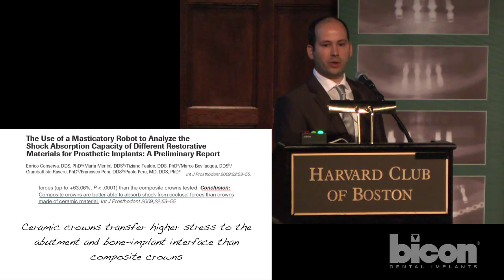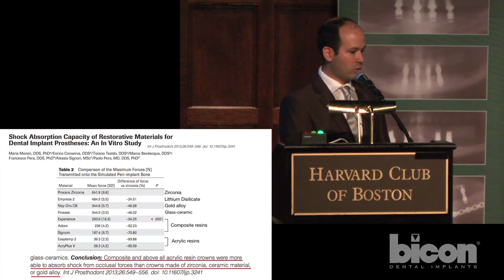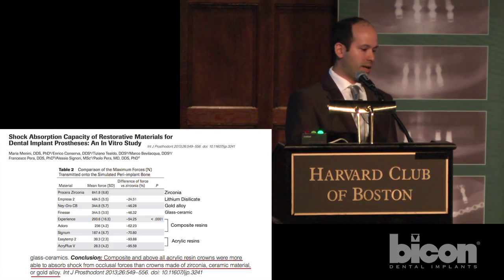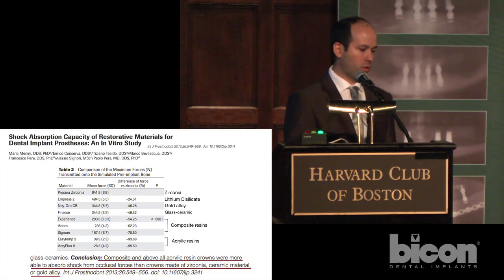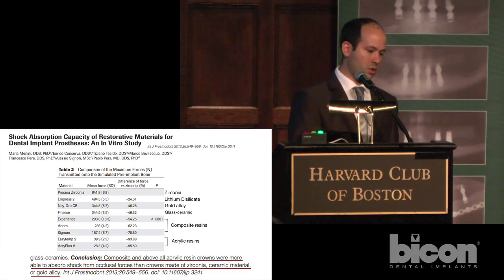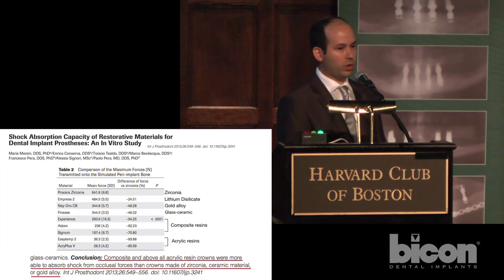And now, when materials have been ranked for shock absorption capacity, we see that composite and above all acrylic resin crowns are more able to absorb shock from occlusal forces than crowns made of zirconia, ceramic materials, or even gold alloy, which we know does present some ductility.